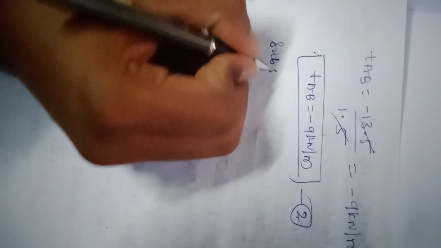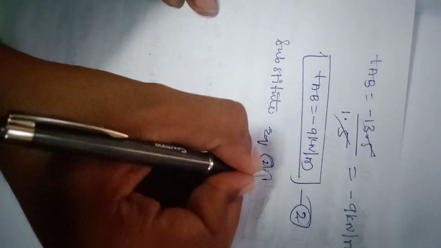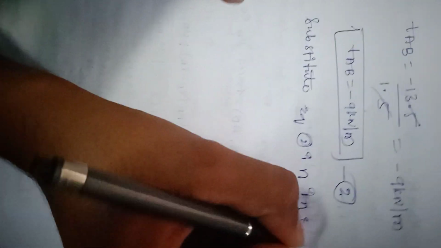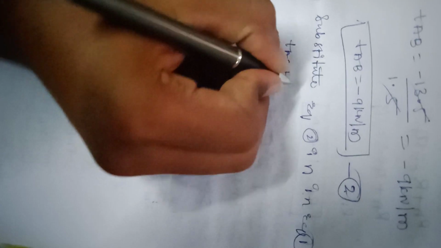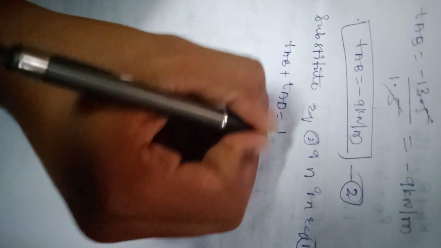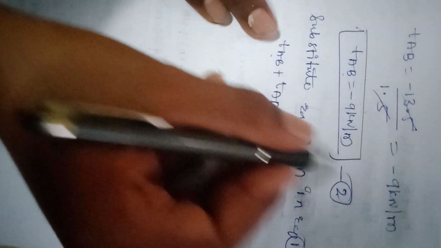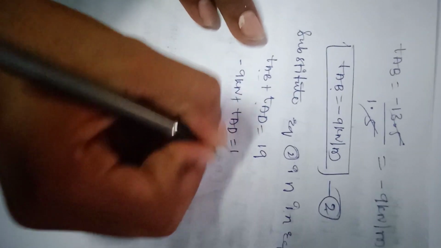Substitute equation 2 in equation 1. What we got in equation 1: T of AB plus T of AD equals 18, therefore T of AB plus T of AD equals 19. We know T of AB from equation 2. Substitute this value in this equation, then we get minus 9 kilonewtons plus T of AD equals 19.